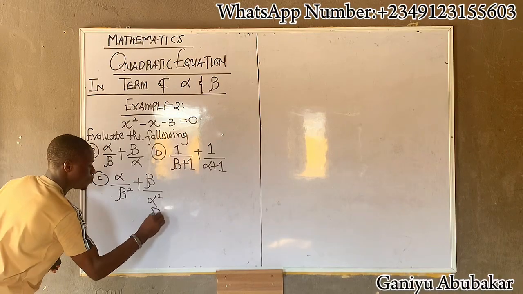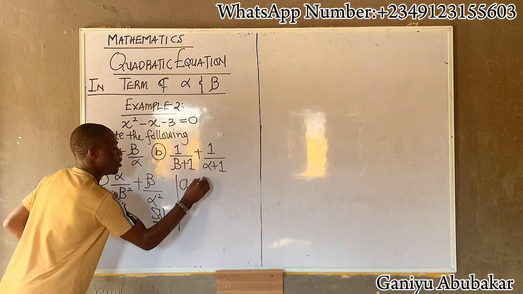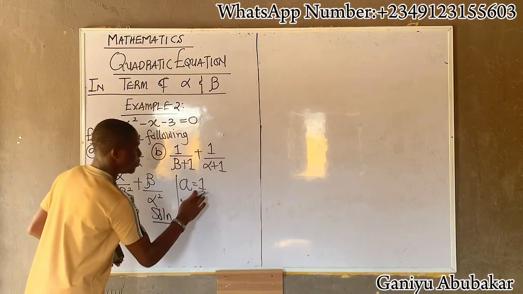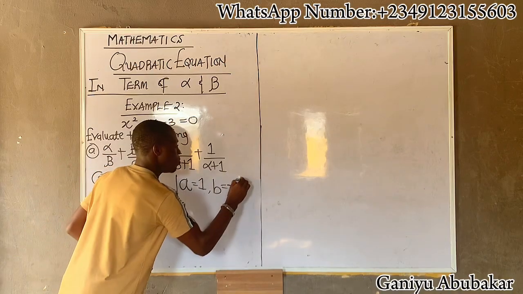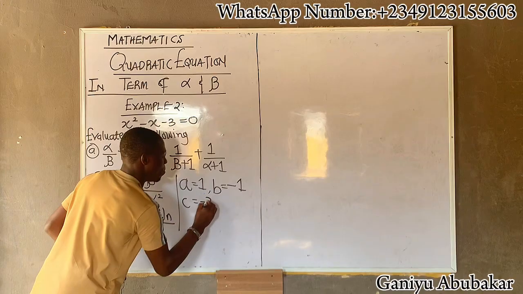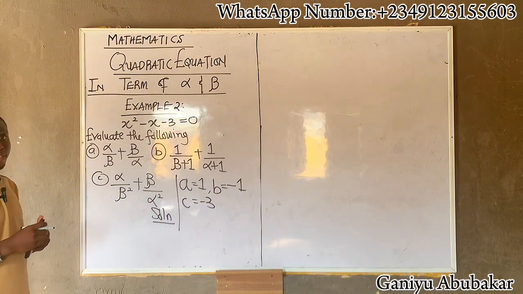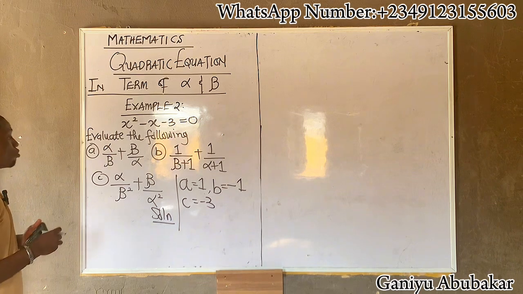So solution: A here is 1. What's B? B is of course negative 1, minus 1, and finally what's C? C is minus 3, minus 3. I've gotten A, B, and C. What next there? Let's get the sum of roots and then the product of roots.